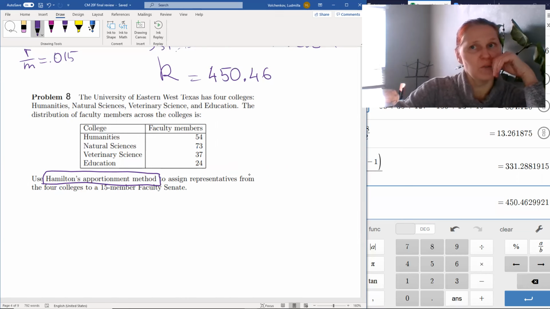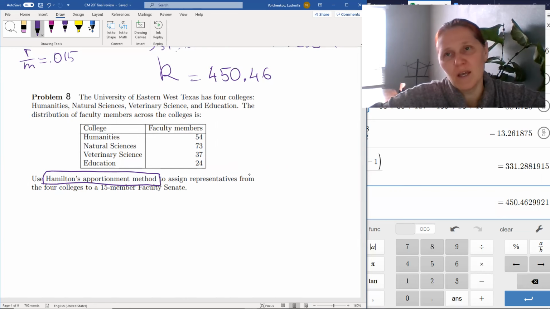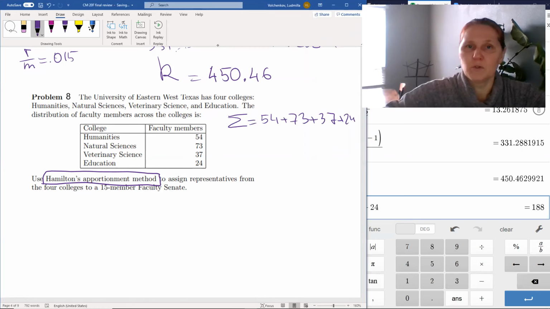We have 2 ways to use the Hamilton method. The method that we studied in the beginning of the chapter, and the second method that we studied at the end of the chapter with the standard divisor. We'll use the method with the standard divisor since it's easy to use. So first we need to find the total population. The total is 188 faculty members.